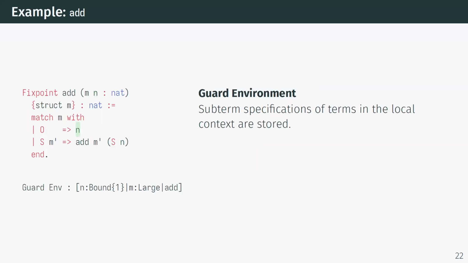The second concept you need to know, there are 3. So this is the second. There's a guard environment. You just store everything that you have seen and record its subterm specification. For example, you can see that n is unrelated, m is large, and so on.